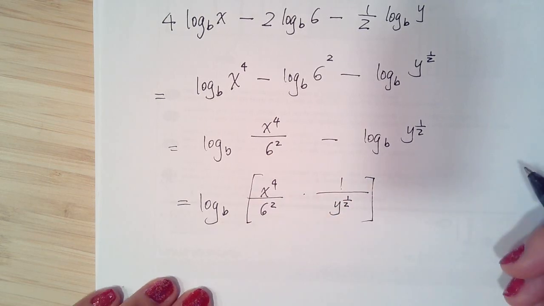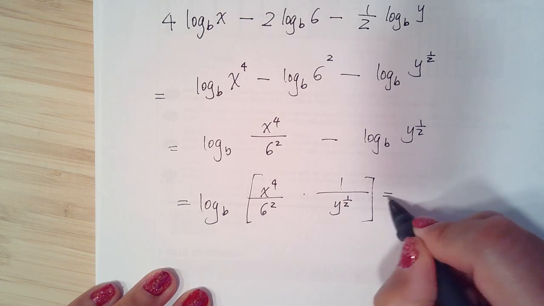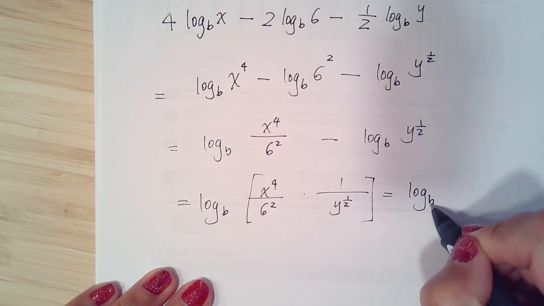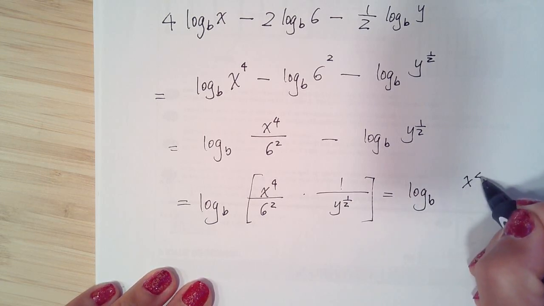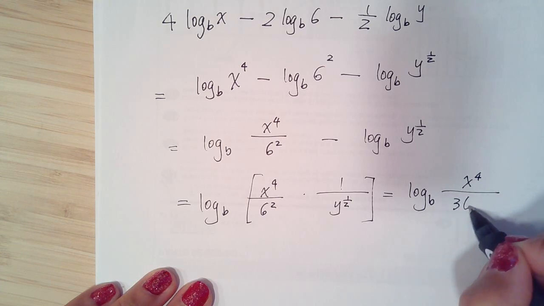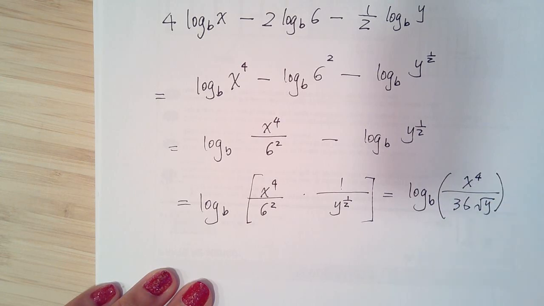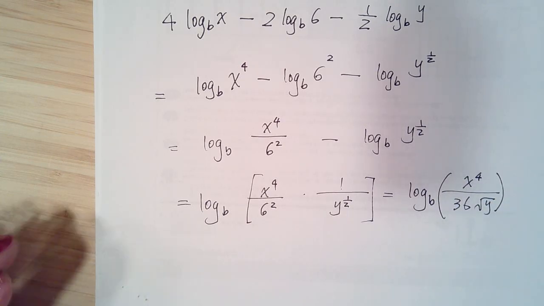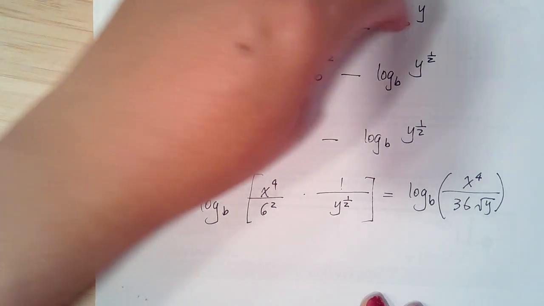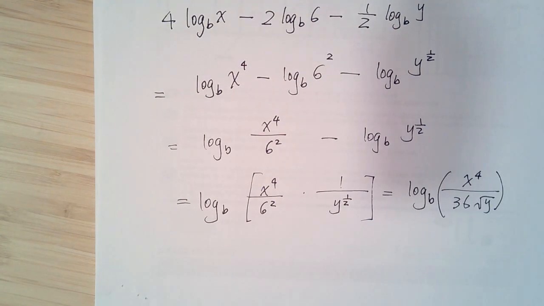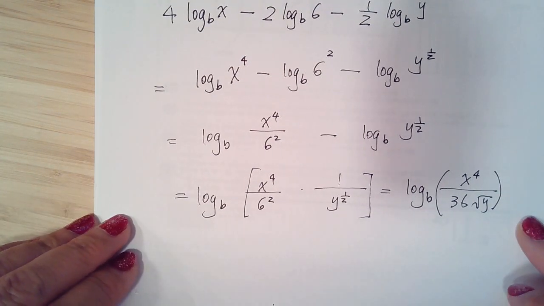Okay, and of course, if you like, you can write it this way. You can write log b. The top is x to the 4th. The bottom is 36, 6 squared. And then for this one, you can put a square root of y if you like. Okay. So you are condensing. You get a lot of logs and in the end you give me the one answer that is only 1 log. So those are the important properties of the log.